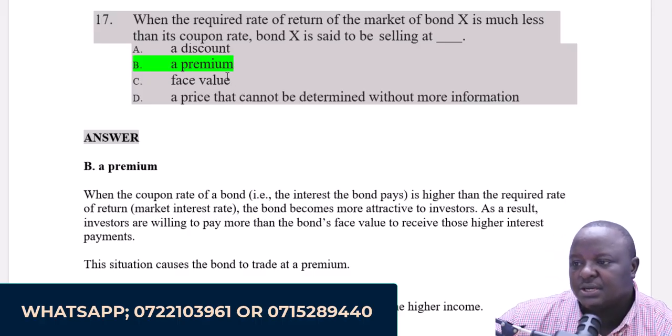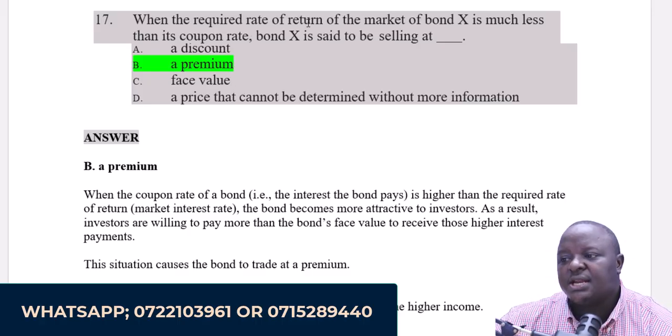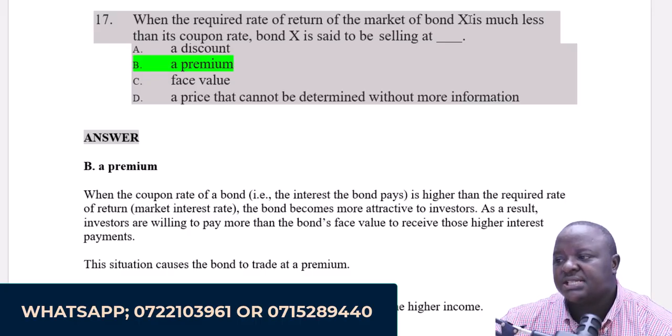Question number 17. When the required rate of return of the market of bond X is much less than its coupon rate, bond X is said to be selling at: discount, premium, face value, or a price that cannot be determined without more information. It's said to be selling at a premium.